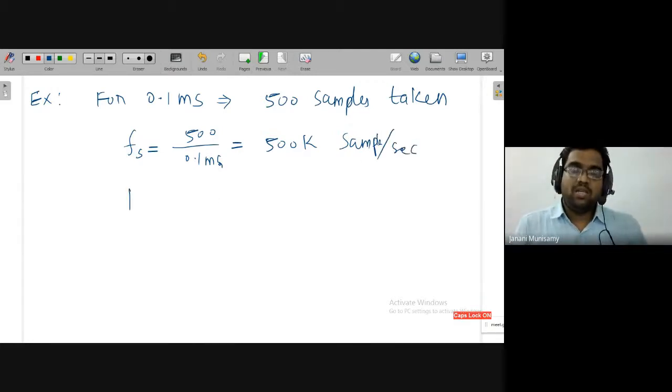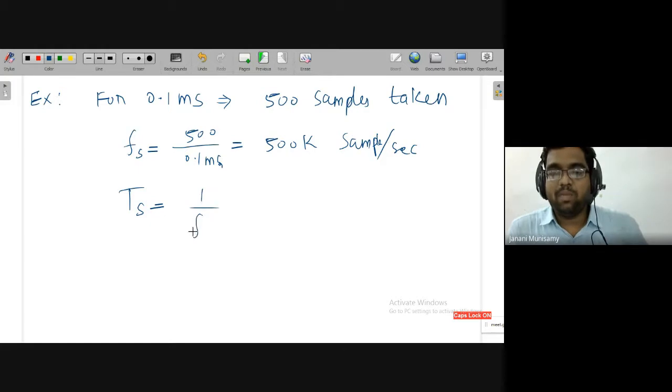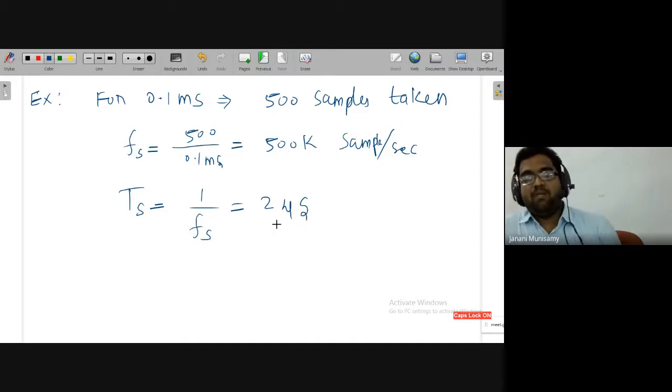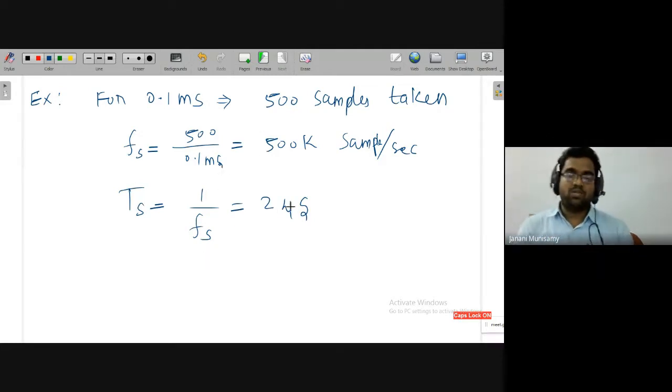Again, what is the sampling interval? If there are 500K samples in 1 second, what is the sampling interval? Simple, 1 by Fs. So 2 microsecond will be the sampling interval between the samples. Between the samples, what is the time? Simple formula, Ts is equal to 1 by Fs. So 2 microsecond. If you do the reverse, you get back the same. Each sample will have a 2 microsecond difference.